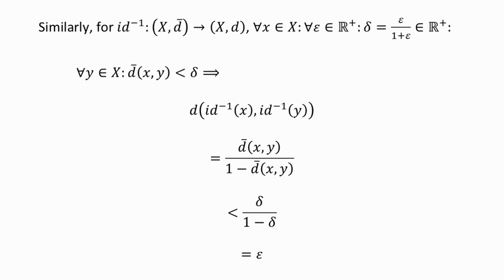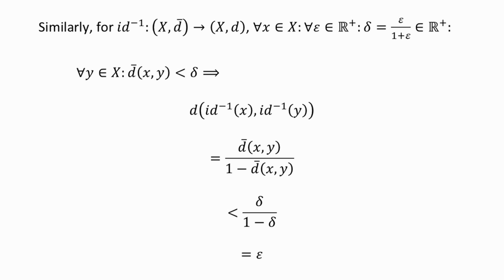such that for all y in x, d bar of x and y is smaller than delta implies d of it inverse x and it inverse y equals, this time we apply the definition of d in terms of d bar. Again, you can try to do the basic arithmetic to change the subject from d bar to d. Then we'll get d bar of x and y over 1 minus d bar of x and y. This is smaller than delta over 1 minus delta.